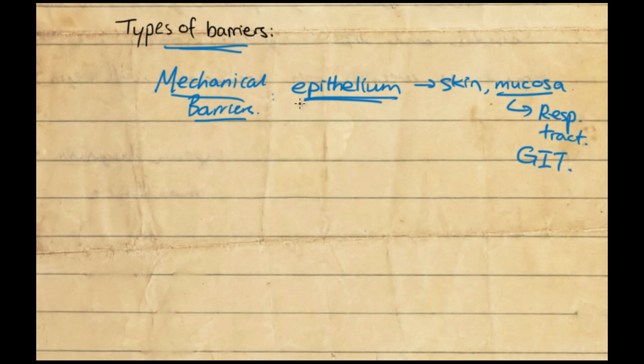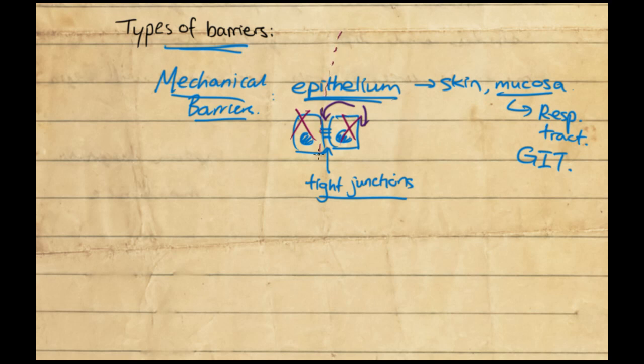Now between these epithelial cells there are what are called tight junctions. And as the name suggests, they prevent pathogens or bacteria from entering between these cells. As you can imagine, if these cells are damaged, obviously the pathogens will be able to bypass the epithelium and get into the body and cause some infection.